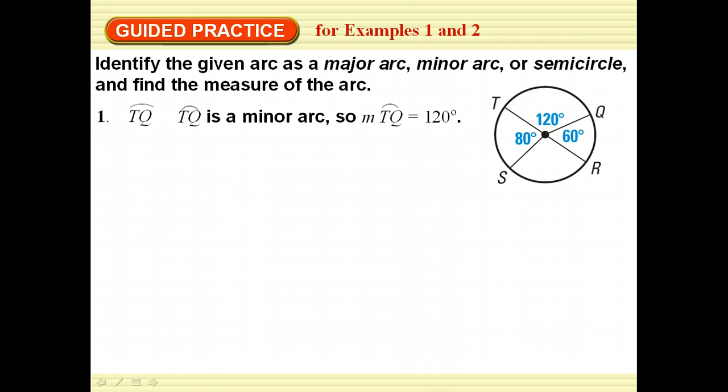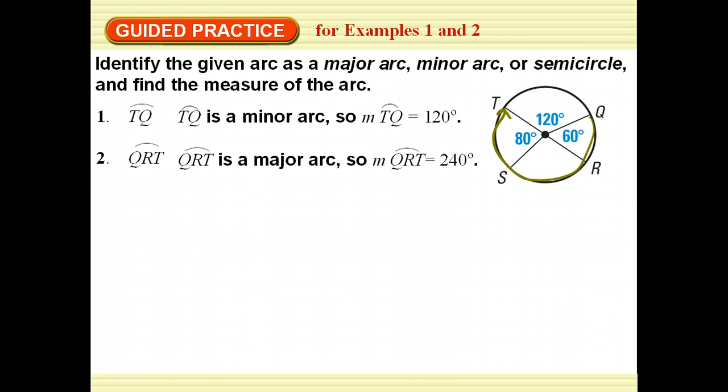TQ. TQ is a minor arc, so since the central angle is 120 degrees, then the measure of the arc is 120 degrees. QRT is a major arc, and its related minor arc was TQ. So we're looking at going back around this direction, and so it's simply 360 minus 120 gives me 240.